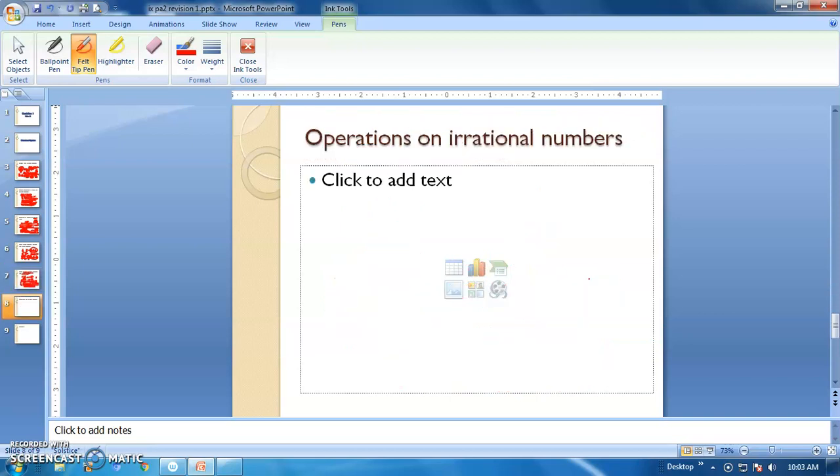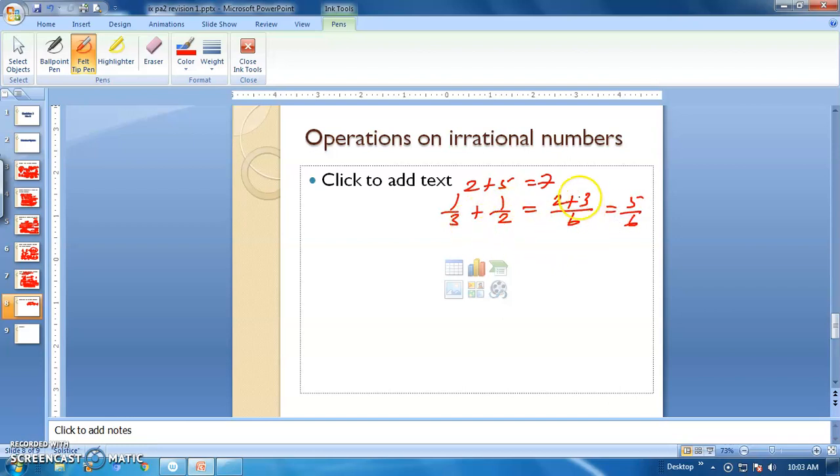Operations on irrational numbers. Operations on irrational numbers means addition, subtraction, these operations only. You already know how to add two rational numbers. For example, you can take an integer also. So 2 plus 5 means 7, you already know that. And similarly 1 by 3 plus 1 by 2. How can you add this? By taking the LCM, or you can do cross multiplication. So 5 divided by 6, equal to 5 by 6. So that is the addition of two rational numbers.